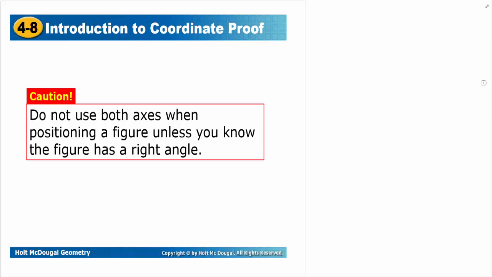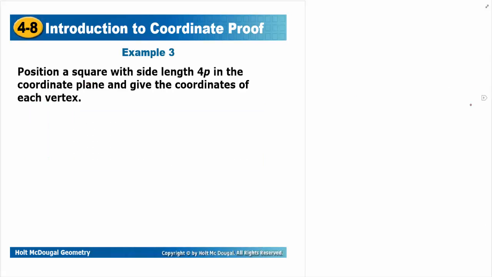So again, here they're saying do not use both axes when positioning a figure unless you know the figure is a right angle. We should know that. I'll kind of explain as we're going through our examples. Okay, so this one is more of a setup for example 4, and we'll finish with example 4. But here we're going to position a square with side length of 4p in the coordinate plane and give the coordinates of each vertex.